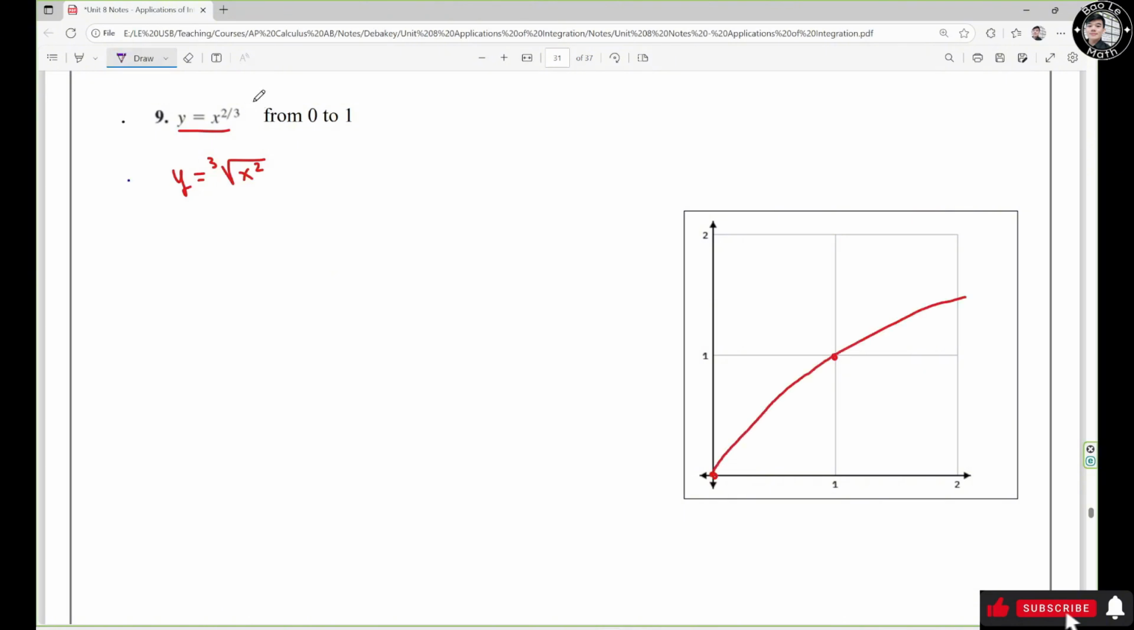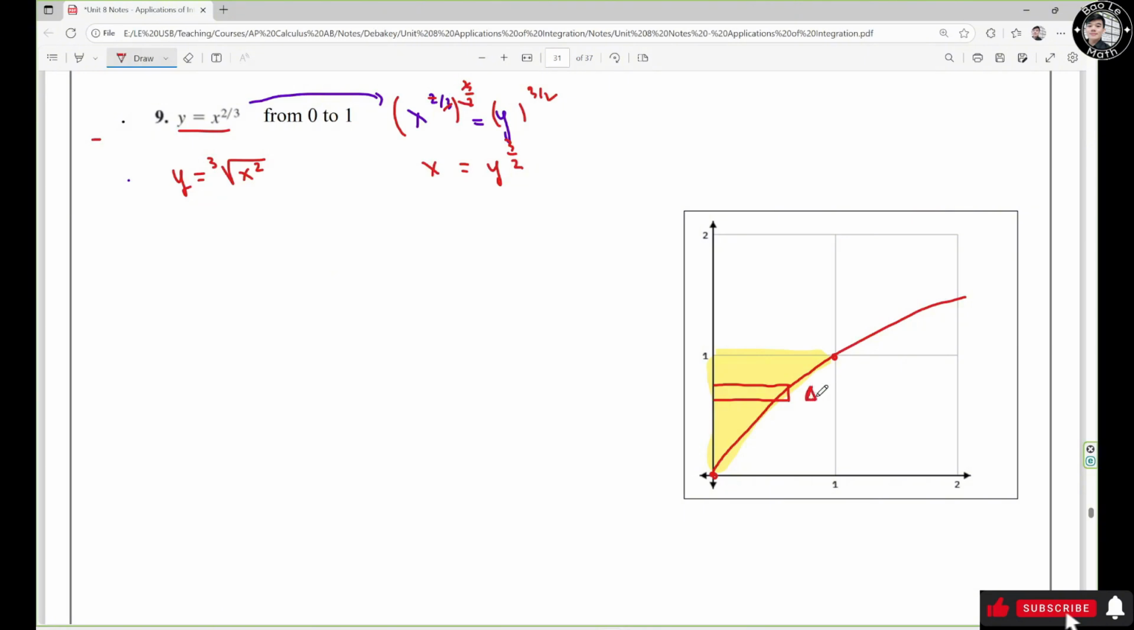So I need to rewrite s in terms of y, right? So I have s power of 2/3 equals y. Now to remove this one, I need to raise to the power of 3/2 both sides, like this. Right? So this guy cancel out, this guy cancel out. So I have s equals y power 3/2, right? So the region should be this one right here. Then the representative rectangle should be this one.